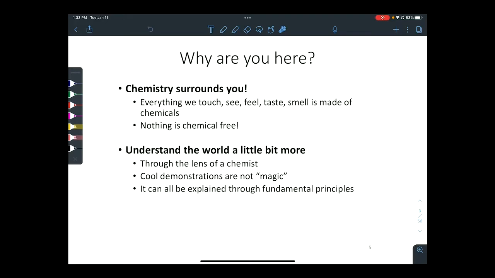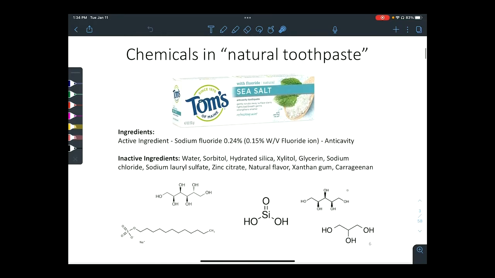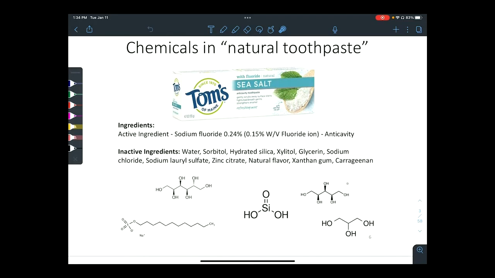So why we're here, to understand the world a little bit more through the lens of a chemist, we'll see some cool demonstrations. Everything that we learn here is based upon fundamental principles that we'll learn about. It's not magic, all right? What we see in the cool demonstrations, it's not magic. They all have explainable phenomena, and that's really what the sciences are. So it's not magic.